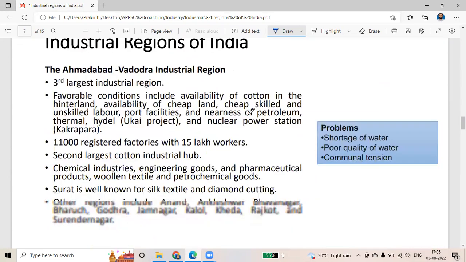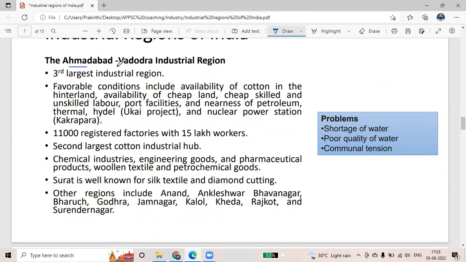Then the third one is Ahmedabad Vadodara industrial region. तो ये उतना पुराना नहीं है, still it is the third largest industrial region है. The favorable condition इसमें है, one is cotton hinterland, बहुत कुछ cotton है. तो महाराष्ट्र we have gone through Mumbai Pune region सामने है, so cotton इसी एरिया पे भी you can see.